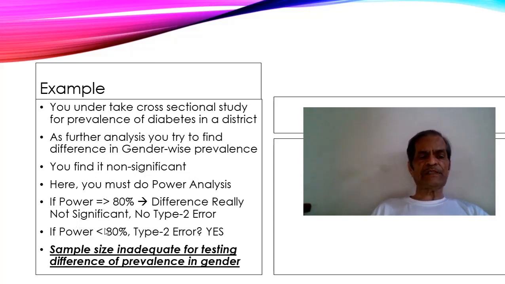However, if the power of the test is less than 80%, then the type 2 error has occurred. We see that the type 2 error has occurred in this case, and therefore this conclusion that the gender-wise prevalence was statistically not significant is not accepted in toto. We say that further studies are required in this aspect, and the conclusion that it was not significant is not accepted in toto, but we say that more studies are required in this aspect.